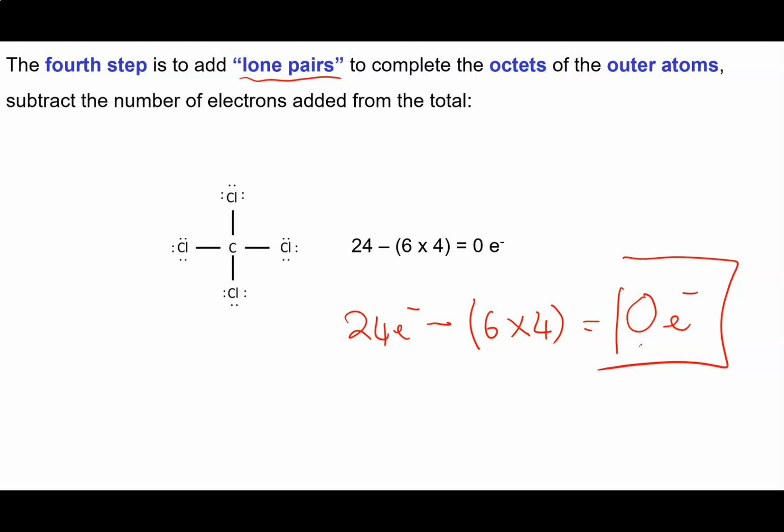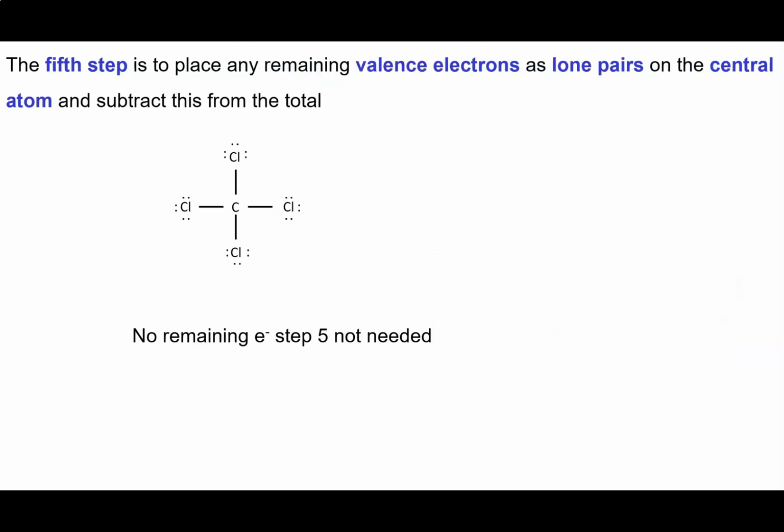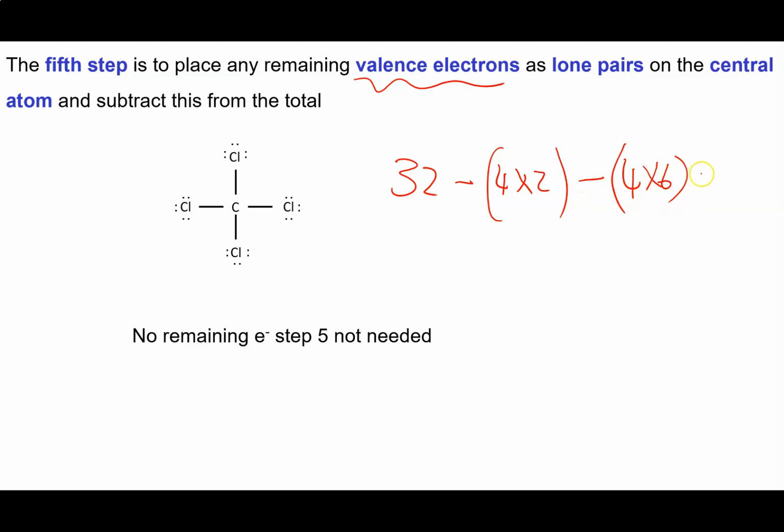Now the 5th step in drawing a Lewis structure of a covalent compound is not always needed. The 5th step is, if you have any electrons left over after completing the octets on the outer atoms, then you add them as lone pairs on your central atom. And at this point we don't. We started with 32, we subtracted 4 lots of 2 for the bonds, and then we subtracted 4 lots of 6 for the lone pairs on the outer atoms, and we have none left. So we don't need to do anything in step 5 in this case, and that's not that uncommon.